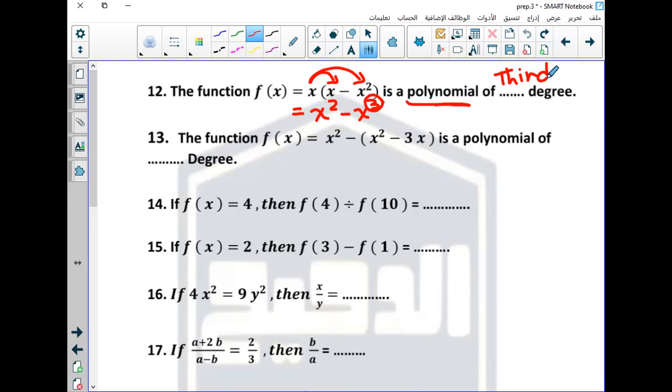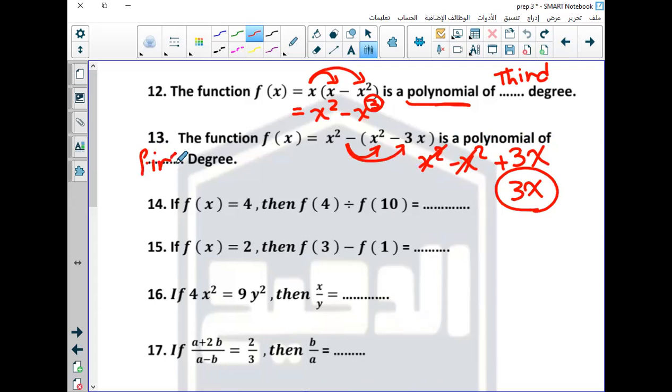Number 13, the function f of x equals x power 2 minus (x power 2 minus 3x). By distribution of the negative here, the answer will be x power 2 minus x power 2 plus 3x. X power 2 will cancel with x power 2, then the answer will be 3x. Then this polynomial function will be of the first degree.